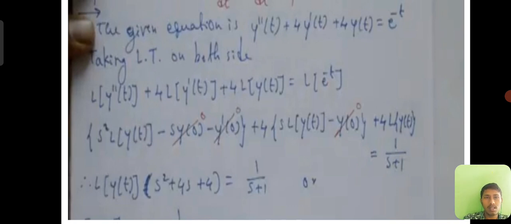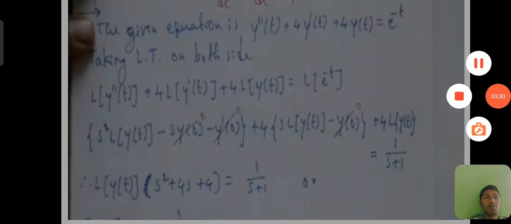By solving this, we can write it like this: s square into L of y of t minus y of 0 minus y dash of 0, plus 4 into s of L of y of t minus y of 0, plus 4 into L of y of t.